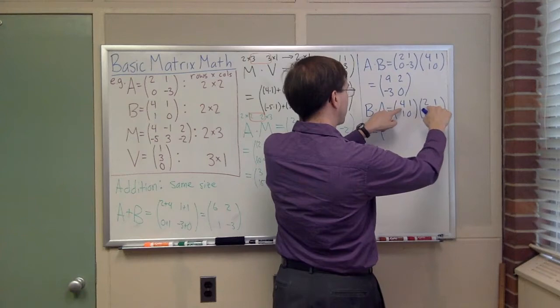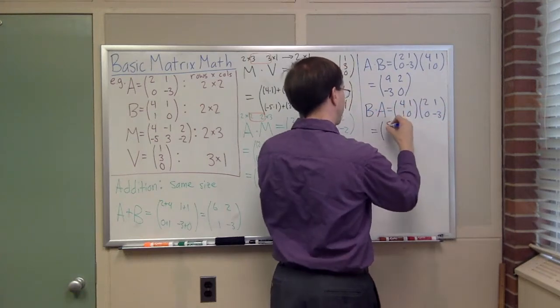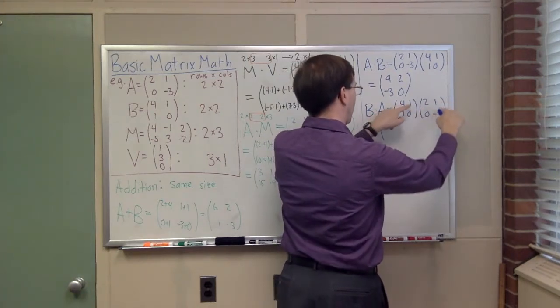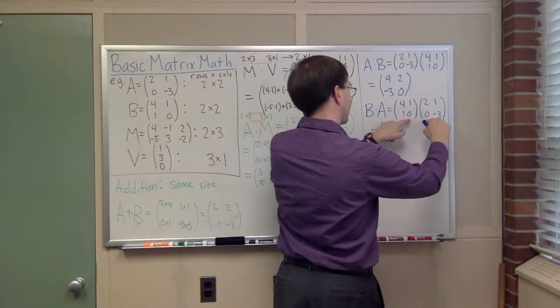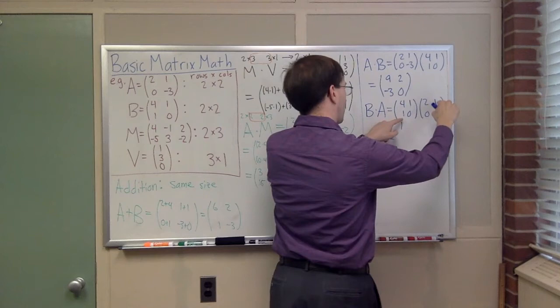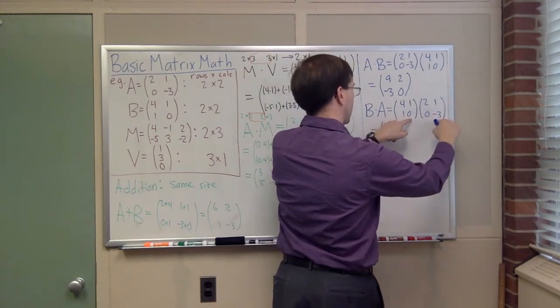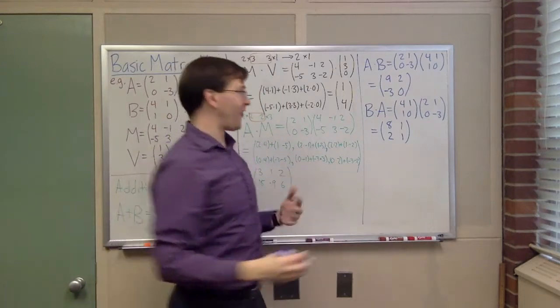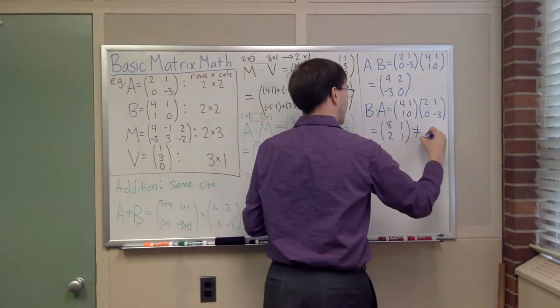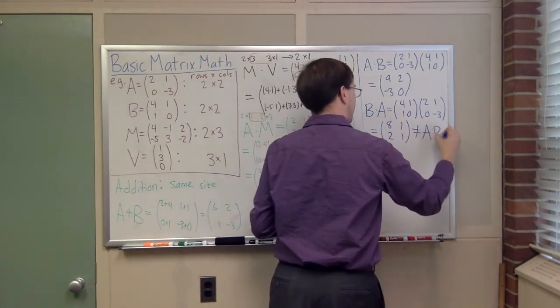I get 4 times 2 is 8, plus 1 times 0, so that's 8. 4 times 1 is 4, minus 3 is 1. 1 times 2 is 2, plus 0 is 2, and 1, 0, so that's going to be just 1. And notice that these are different. This is not the same as A times B.